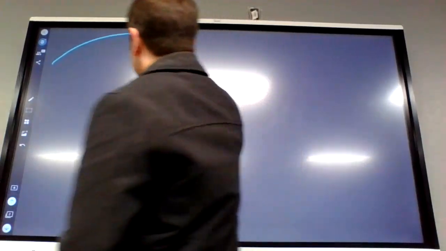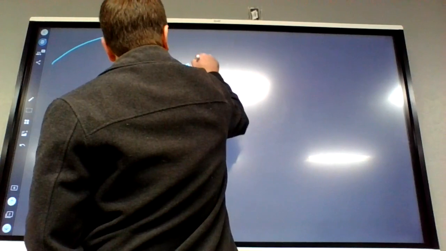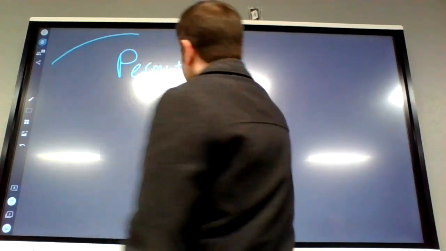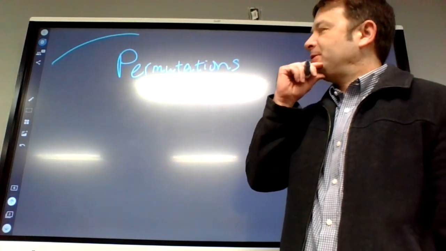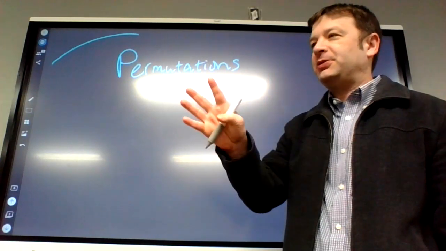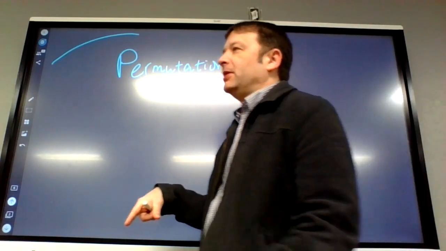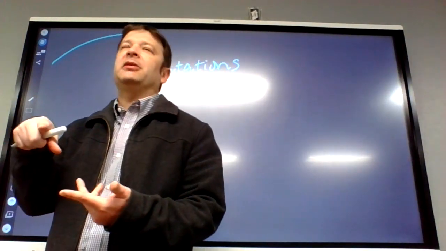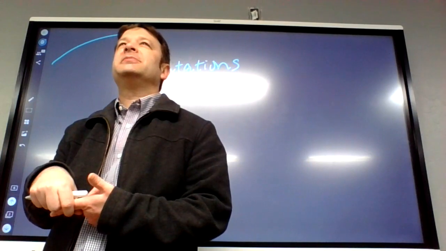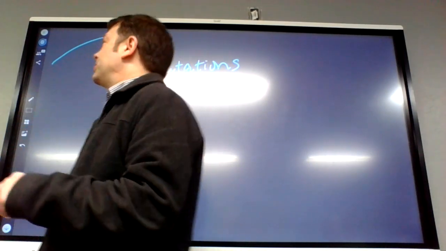And combinations, which we did last year, but I'm sure you guys forgot. Permutations. A permutation would be a situation like you guys are electing class officers like we did at the beginning of the year. President, vice president. Let's just stick with those two.